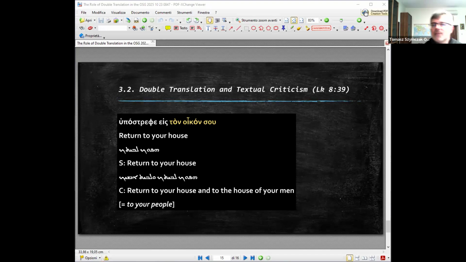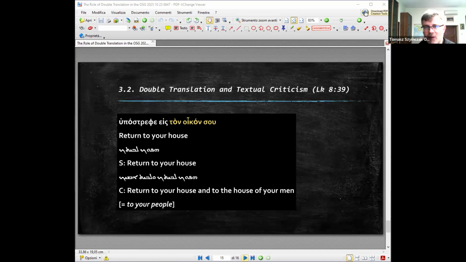So if we were to find manuscripts with the reading hypostrophe eiston eikon su pros tus sus, which would represent a harmonization with the parallel passage in Mark, we could not be certain whether the Lucan text depends on a different Vorlage or reflects a case of double translation. Therefore, to summarize, occurrences of double translation can be used in textual criticism only with great caution.